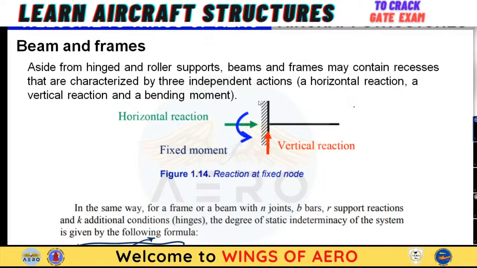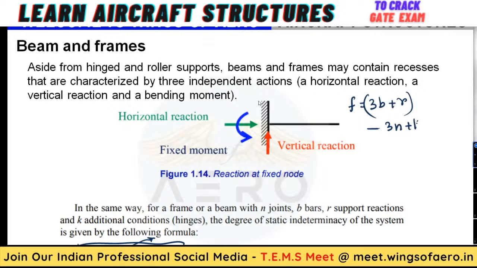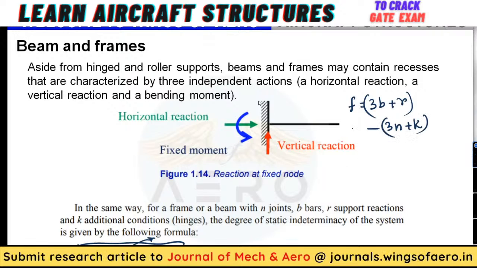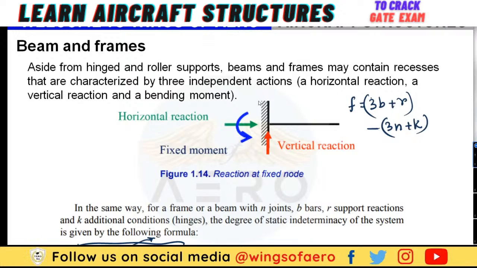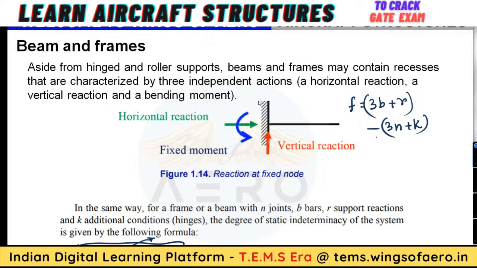So let me write out the formula over here. F equals 3b plus r minus 3n plus k. This is the formula. b represents the number of members or bars, r represents the number of support reactions, n represents the number of joints, and k represents the number of additional conditions. Okay.